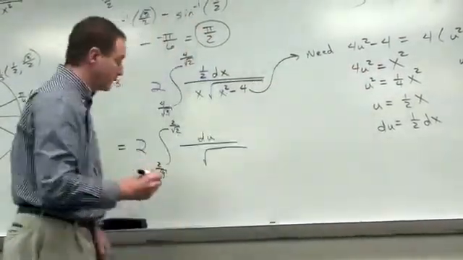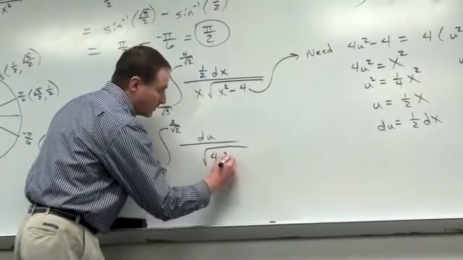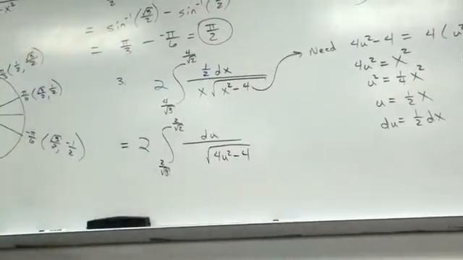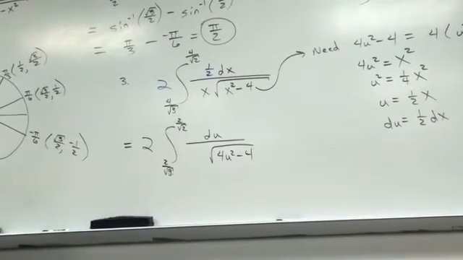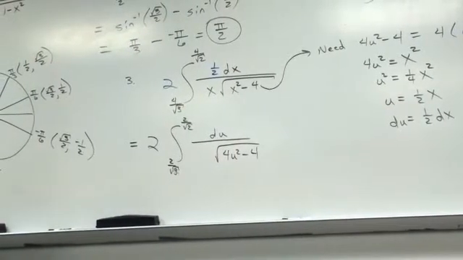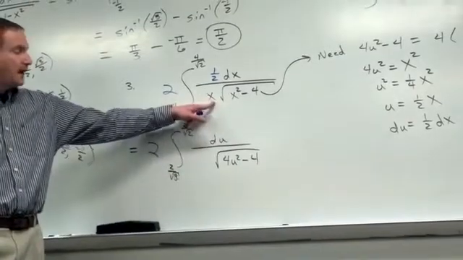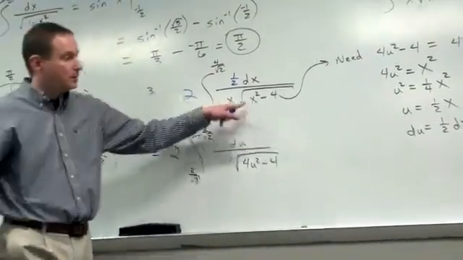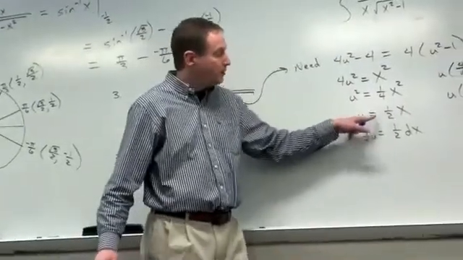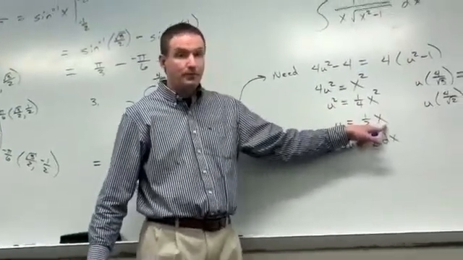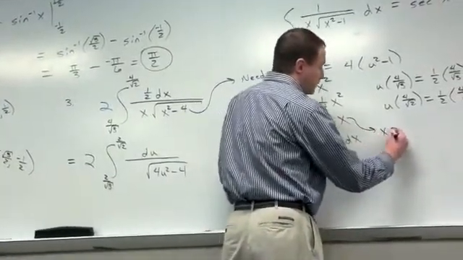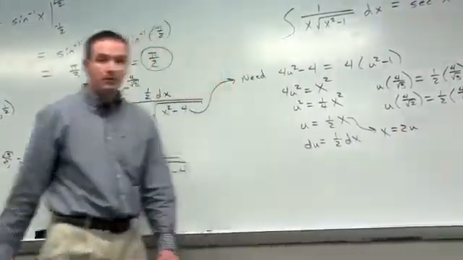I will now be able to factor the 4 out of that group and have the square root of u squared minus 1 in there, which is what I want. On the outside, though, this x, I don't want to leave it an x. We say that it needs to be in terms of u. So if I have u is equal to 1/2 x, it's pretty easy to solve for x. X is equal to 2u. So I'll say on the outside, I already have a 2u.